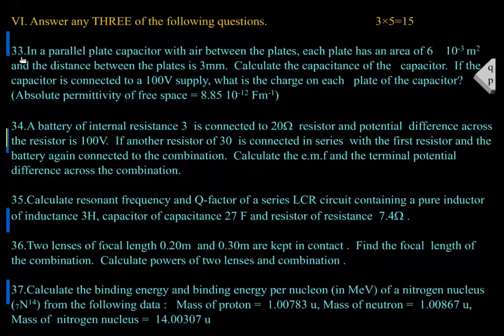Let us discuss the 33rd problem. In a parallel plate capacitor with air between the plates, each plate has an area 6 into 10 to the power of minus 3 meter square, and the distance between the plates is 3 millimeter. Calculate the capacitance of the capacitor. If the capacitor is connected to a 100 volt supply, what is the charge on each plate of the capacitor? Absolute permittivity is given. It is 8.85 into 10 to the power of minus 12.